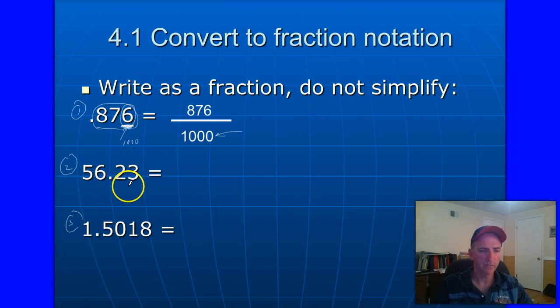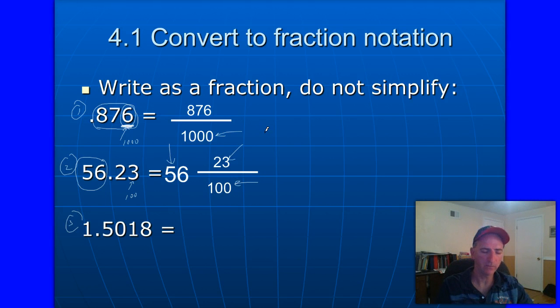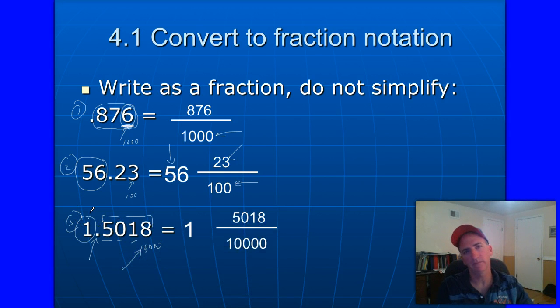Take a look at number 2. What's this place value? Hundredths. So you put the hundredths in the denominator. Now remember, the 56 is a whole value, so it goes up front. So you've got 56 and 23 100ths. Right there, easy, hopefully. Number 3 is 10,000ths. So there's your denominator. That's a whole number, so it's 1, and that number over 10,000. Voila, you got it. Easy. So hopefully you can at least write that.